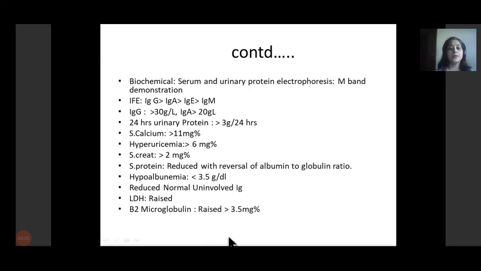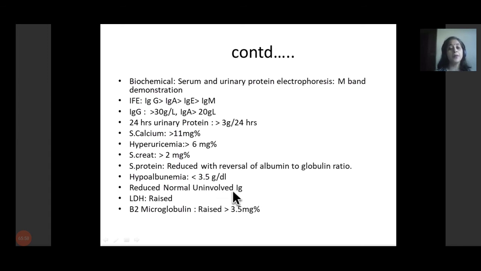So what we see is the immunofixation and the quantification. IgG is more than 3 grams, IgG is more than 2 in general. Urinary protein is very high, more than 3 grams. It's very important. Serum calcium is 11 milligram percent. I told you hyperuricemia is more than 6 milligrams because of increased cell turnover rate. Creatinine is high, protein is reduced with reversal of the A to G ratio, and there is a decrease in the albumin because of this. The AG ratio is reversing.